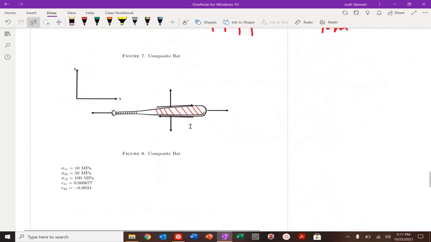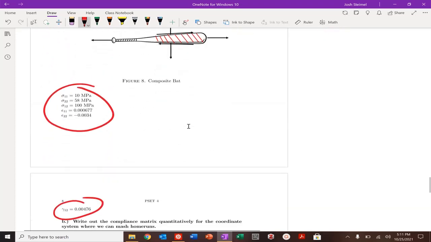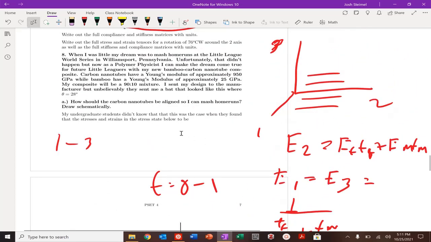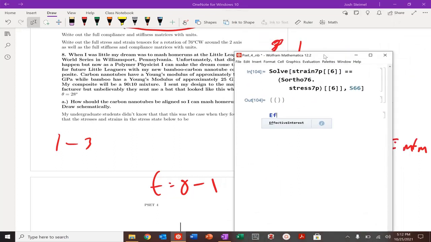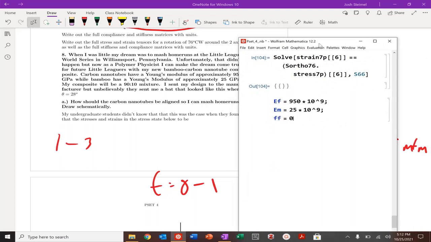Initially, I'm given all of these values. I can assume everything else is 0 when I am in this weird coordinate system, where from where I want my fibers to be, they're rotated counterclockwise 28 degrees. So I can go ahead and start to set up this problem. I'm going to say that E of my fiber in this problem is equal to 950 times 10 to the 9. E of my matrix is equal to 25 times 10 to the 9. Let's make sure that's correct. Yep. My fraction of fiber is equal to 0.1. My fraction of the matrix equals 0.9.